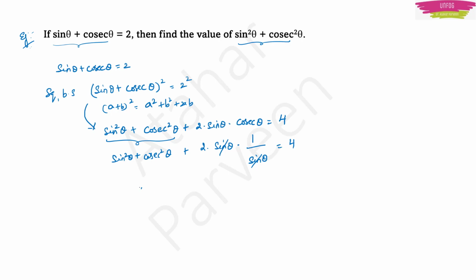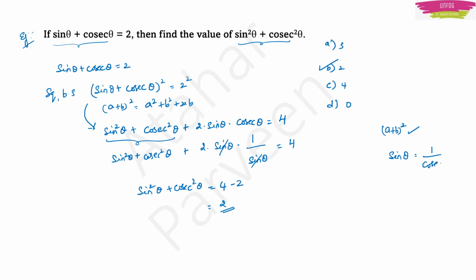Okay. Now what will I do? I'll keep this thing in the left hand side only because that is what I am finding, right? The rest of the things I will send to the right hand side. This plus 2 will go here. So my answer will become 2. Okay. So in the options you will have something like 3, 2, 4, 0. So your correct answer is option B, 2. Okay. See, with just one identity, the a plus b whole square identity, you have solved this problem. And another concept which you needed to remember is that sin theta is the reciprocal of cosecant theta.